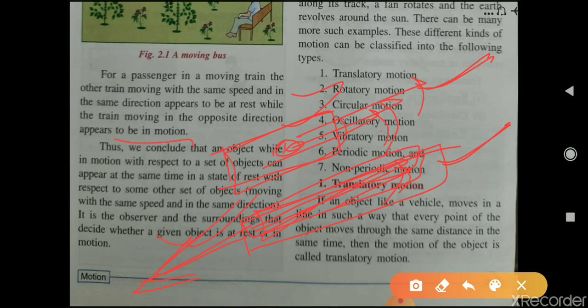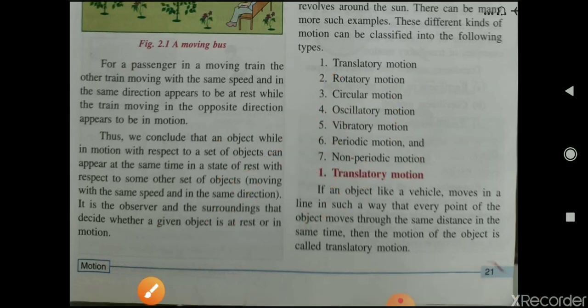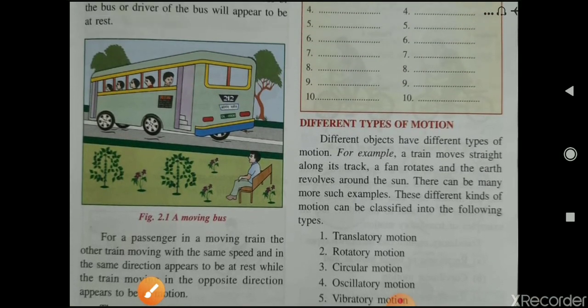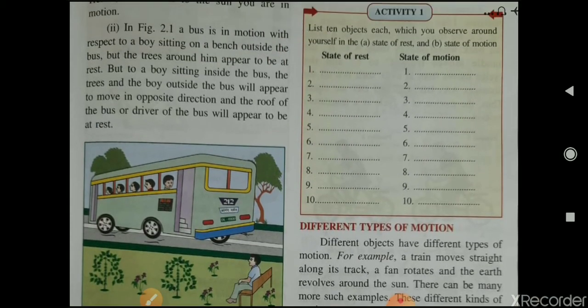Thus we conclude that an object while in motion with respect to a set of objects can appear at the same time to be in a state of rest with respect to some other set of objects. It is the observer and the surroundings that decide whether a given object is at rest or in motion. I hope you understood how rest and motion are related to each other.